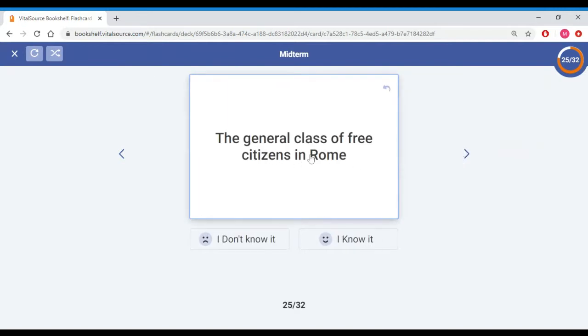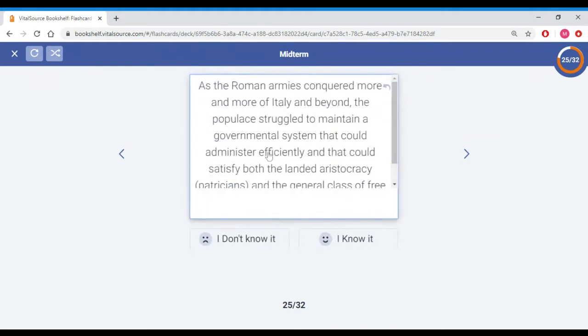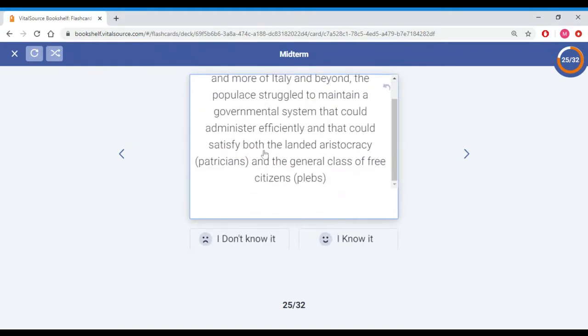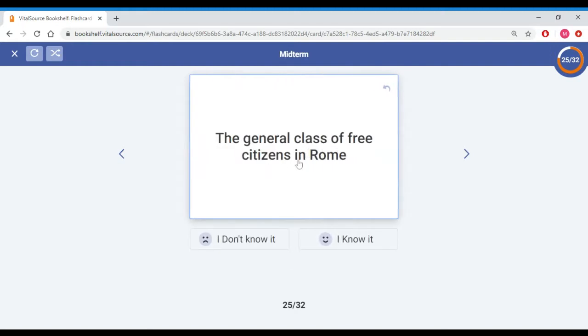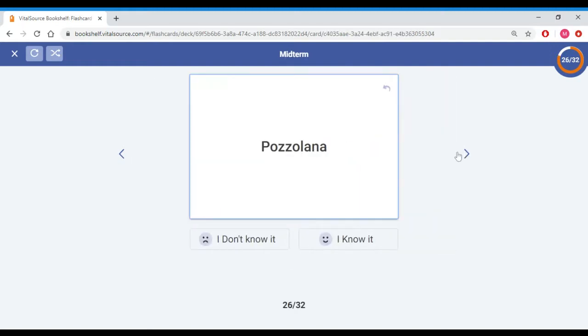So remember, there were classes of people. If you were rich, you were called patricians. But if you were free, you were called plebs. So the aristocracy were patricians, and the general class of free citizens were plebs.